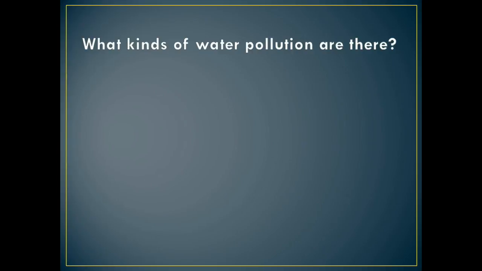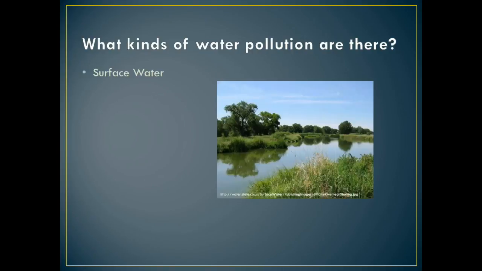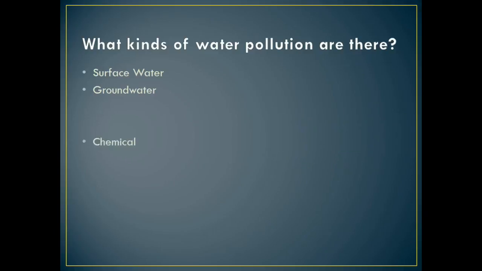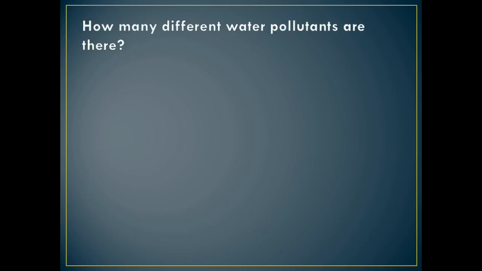The first categorization is where the water is located: surface water, such as rivers and lakes, or groundwater, found in underwater aquifers. The other categorization is the type of pollution entering the water, including chemical, thermal, and oxygen depletion. These are broad categorizations, so let's talk about specific pollutants.